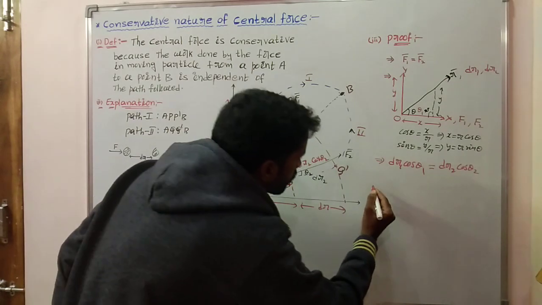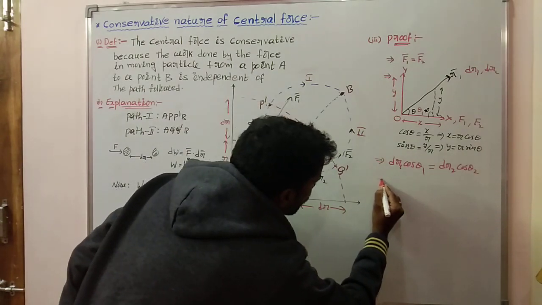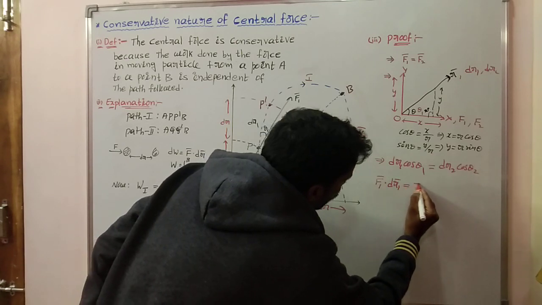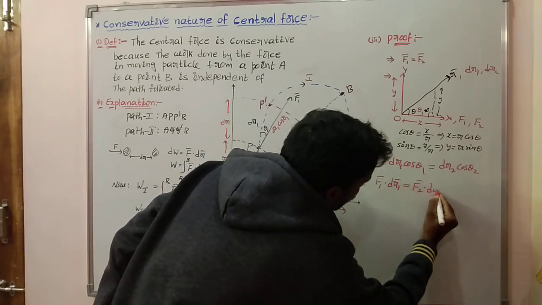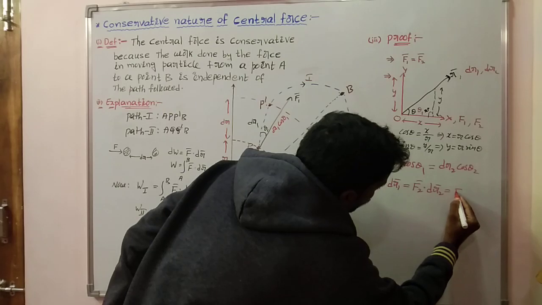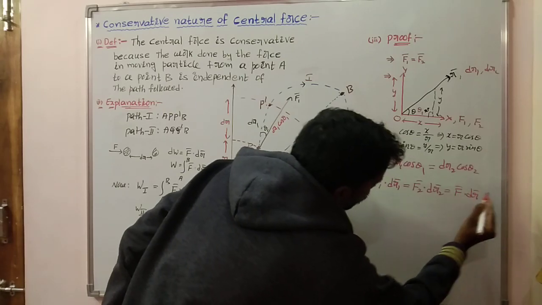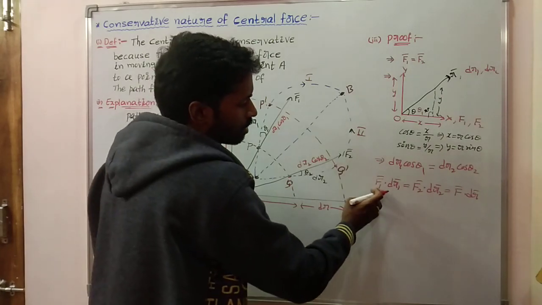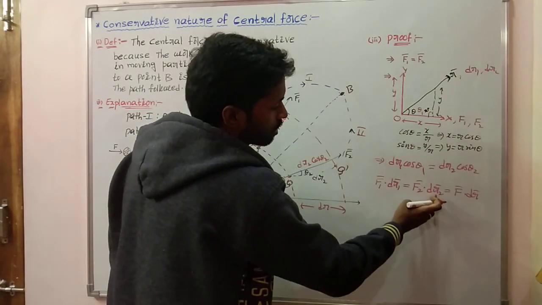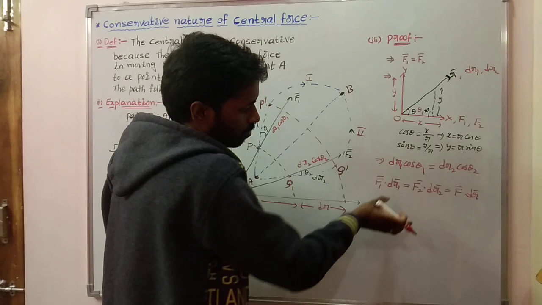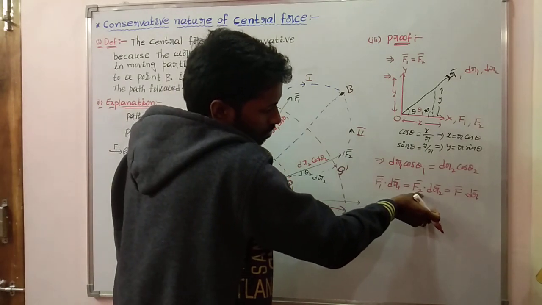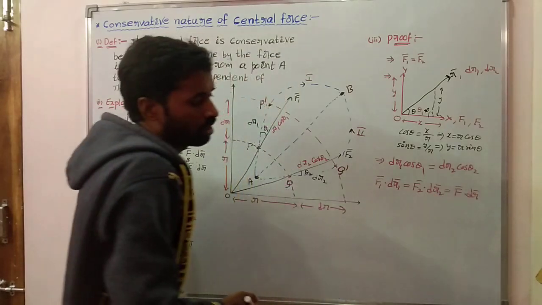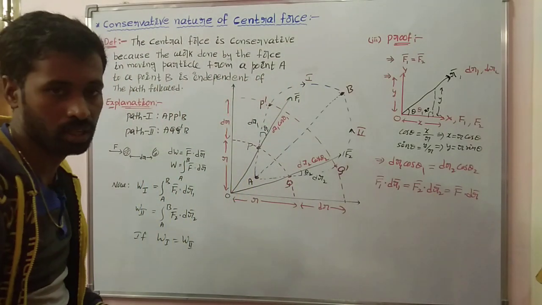From these two equations, finally I have written F1 bar dot dr1 bar equals F2 bar dot dr2 bar, equals, let us say, F bar dot dr bar. That is, F1 dr1 cos theta 1 is equal to F2 dr2 cos theta 2, which is equal to F bar dot dr bar. Okay.